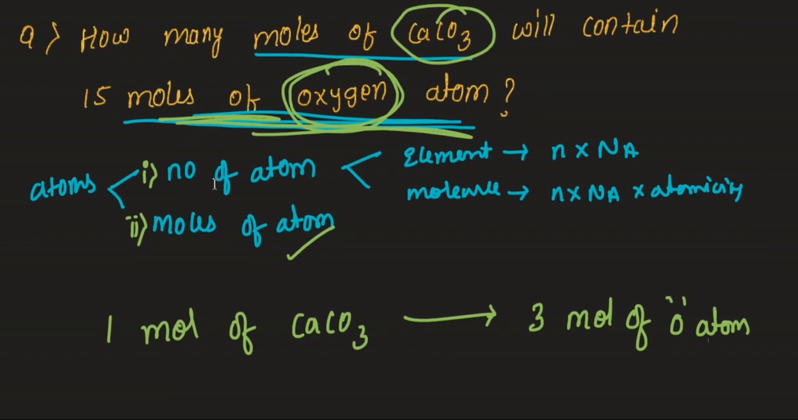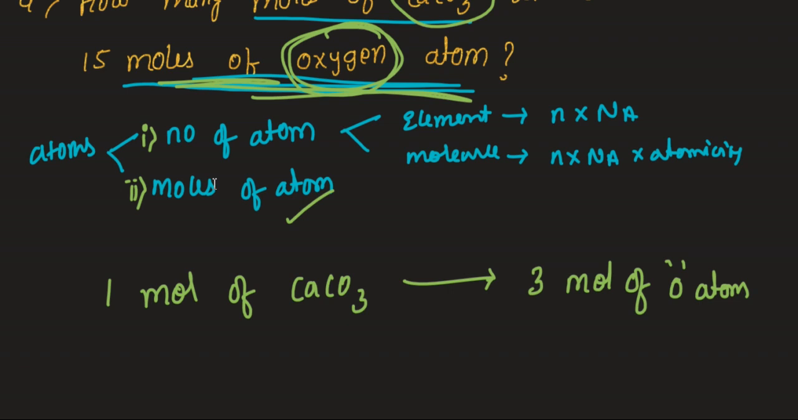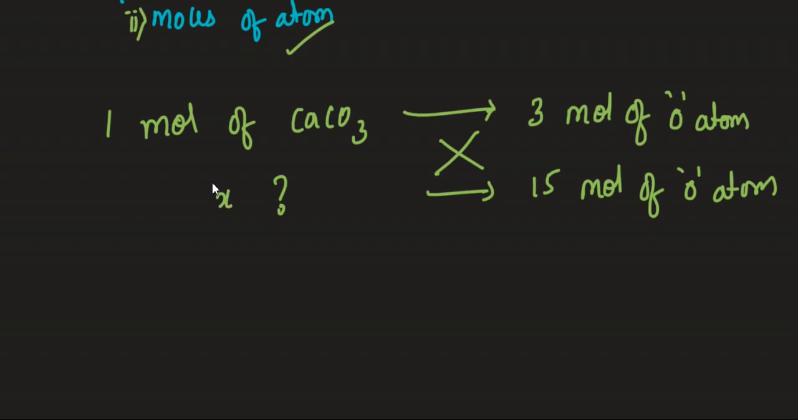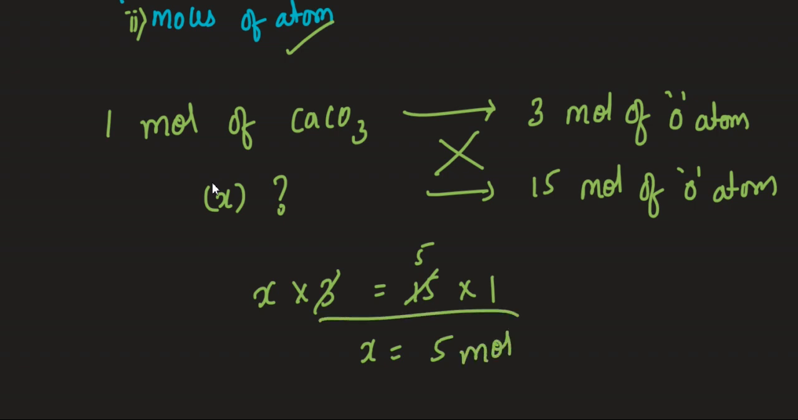Next, in the question they provided 15 moles of oxygen. So here they have provided 15 moles of oxygen atoms will contain how many moles of calcium carbonate. Now what you have to do is cross multiplication. Let the question mark be x. Do the cross multiplication: x into 3 is equal to 15 into 1. 3 ones are 3, 3 fives are 15. So x is equal to how much will you get? 5 moles. I hope you people are understanding how to solve the question.